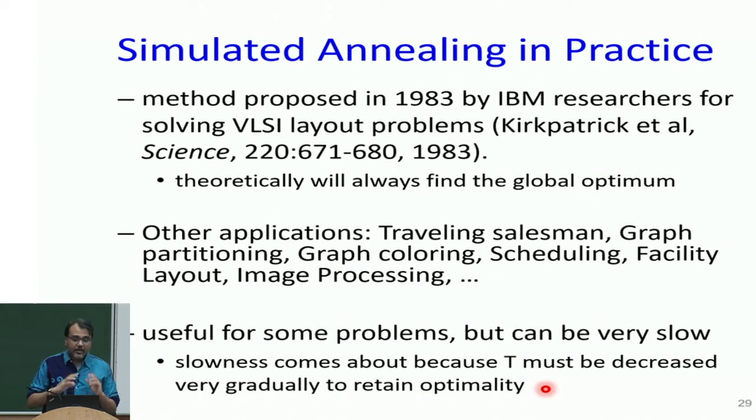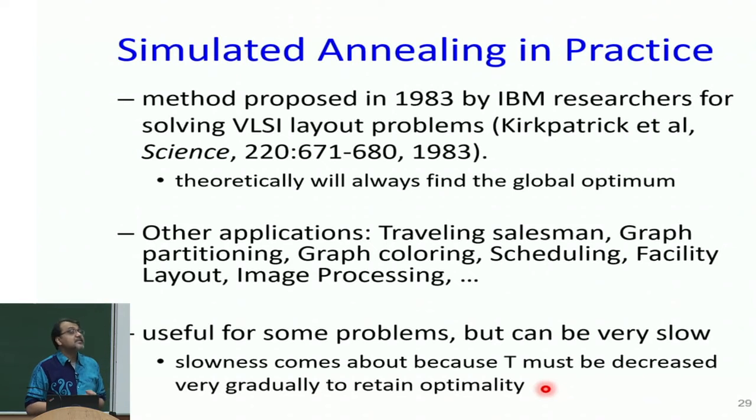So, in practice, simulated annealing was a very successful algorithm. It was a method proposed in the 80s by IBM researchers for solving VLSI layout problems, believe it or not. You have a lot of these transistors and wires and so on and so forth, like a very large scale hardware, a chip that you want to create in a very small space, and so you need to place them as well as possible, so that the wires are far from each other, so that there are no errors in functionality, but you are using the given area effectively. And so, they were able to prove that theoretically it will always find the global optimum.